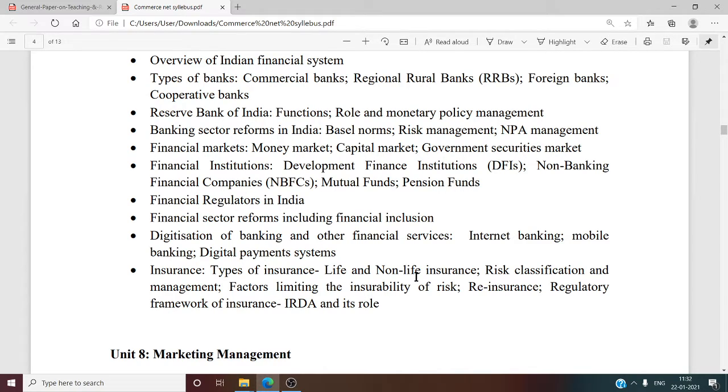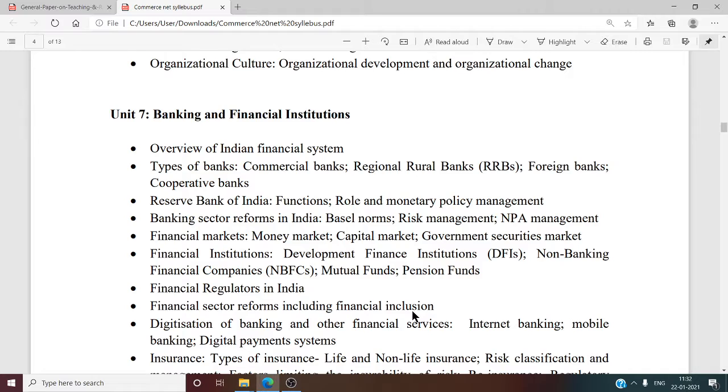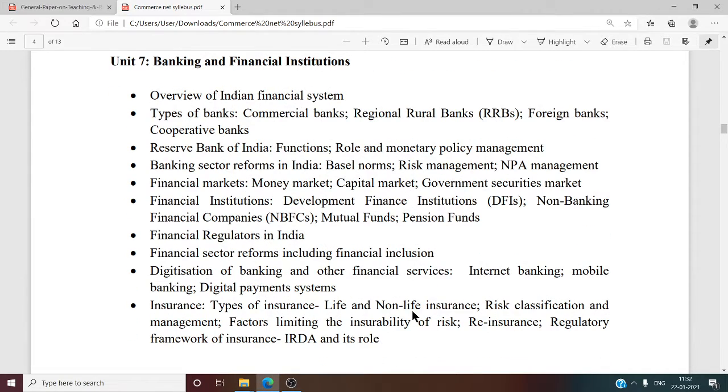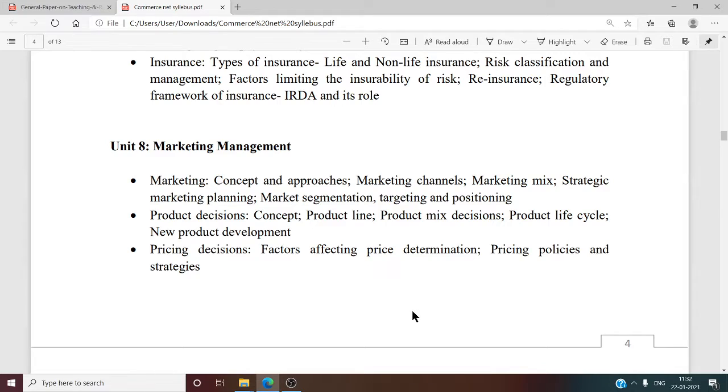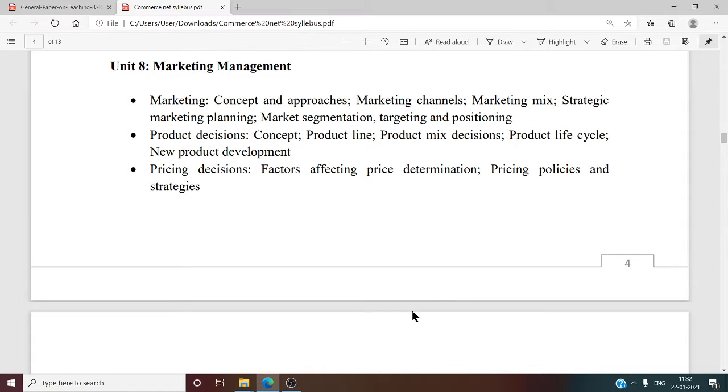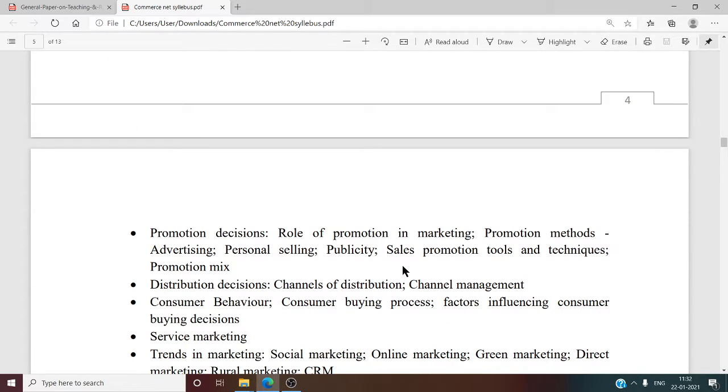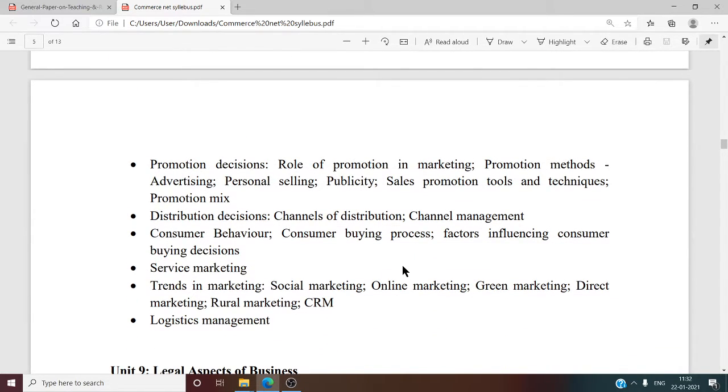Types of insurance, life and non-life insurance, risk classification and management, factors limiting the insurability of risk, reinsurance, regulatory frameworks of insurance, IRDA and its role. This is chapter number 7, that is banking and financial institution syllabus. Chapter number 8 is regarding marketing management. Under marketing management, you will come across marketing, marketing concept, marketing channel, marketing mix, strategic marketing, then product decision, pricing decision, promotional decision, distribution decision, consumer behavior, service marketing, trends in marketing, logistic management.